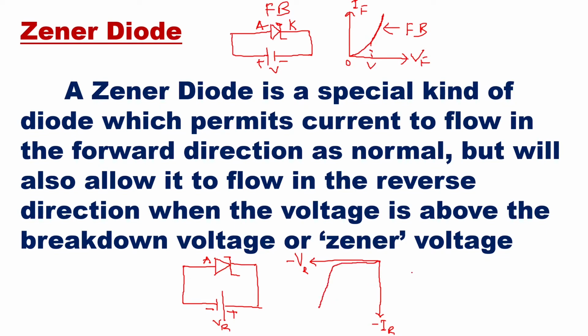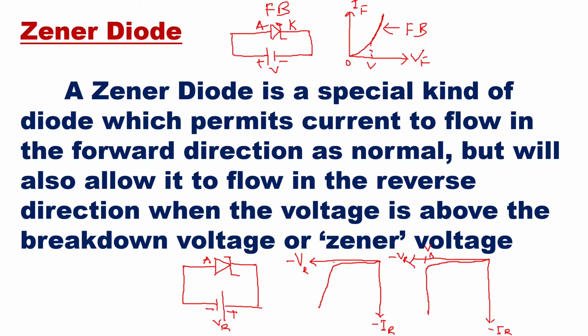That will be for a normal diode, but for a Zener diode, if you see this graph, this is your voltage and this is your current. Initially there will be no current flowing, and then suddenly there is a sharp breakdown at the breakdown voltage.